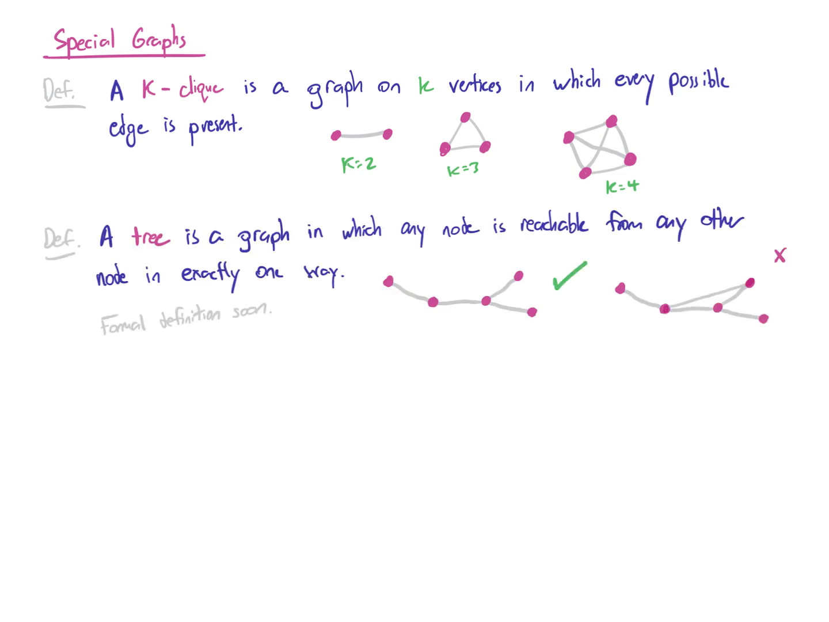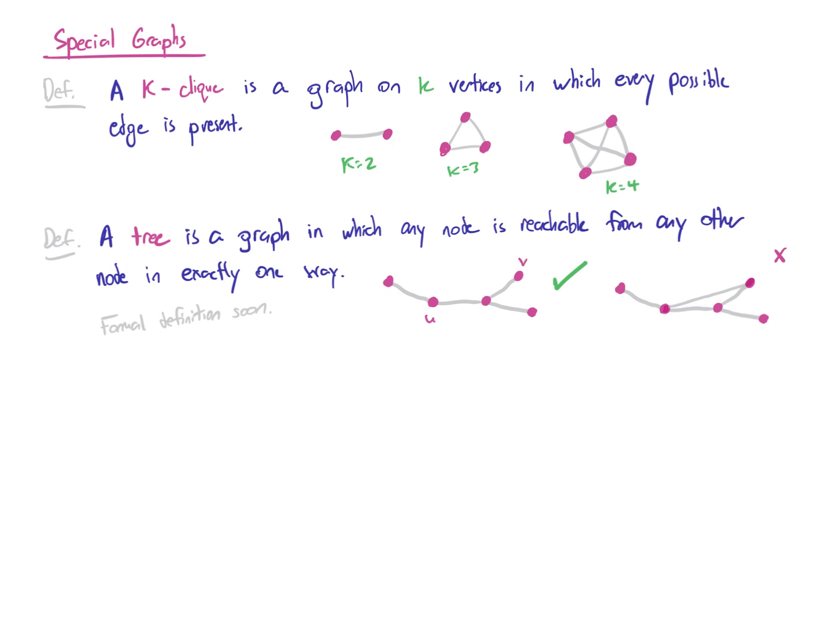Here's another one, a tree. So trees are very important, especially in computer science. A tree is a graph in which any node is reachable from any other node in exactly one way. Exactly one way. This is not a very formal definition. We'll do a more formal definition soon when we spend some more time focusing on trees. So how does this look? Well, let's consider nodes U and V here.